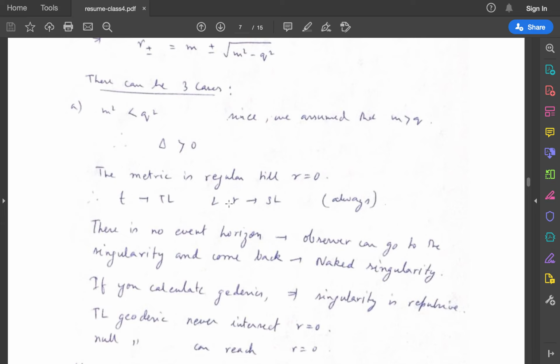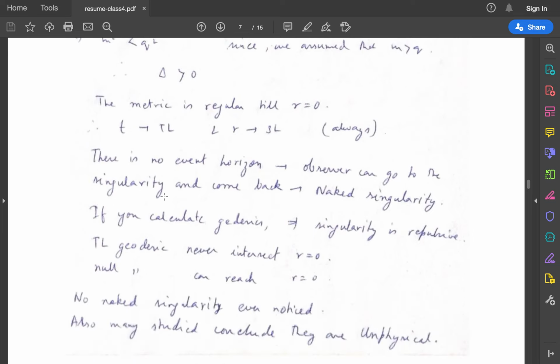It doesn't flip over, as we have seen for the Schwarzschild case, where at the event horizon they flip, right? r becomes time-like and t becomes space-like. However, there is no such region for this first case, and t always continues to be time-like and r always continues to be space-like. So there is no event horizon. An observer can go to the singularity and come back, because r is always space-like, right? We can go and we can always stop. There is no time-like line which we have to follow always.